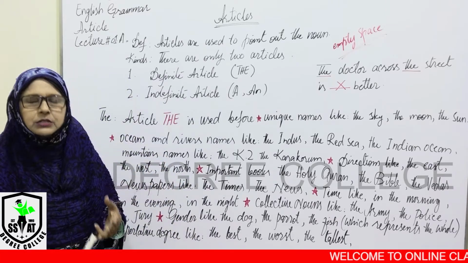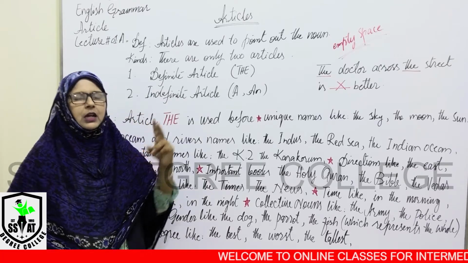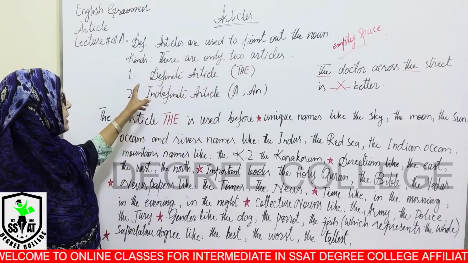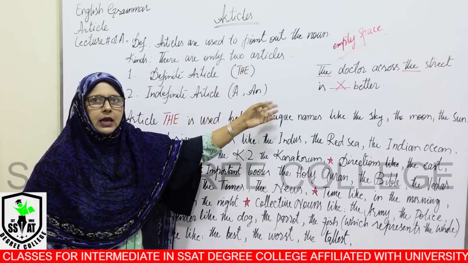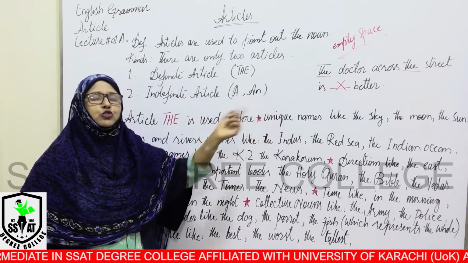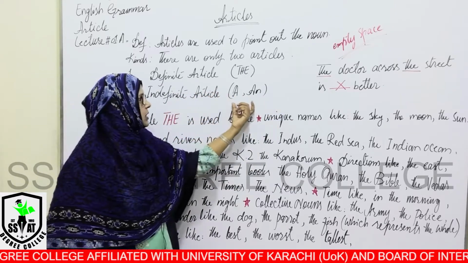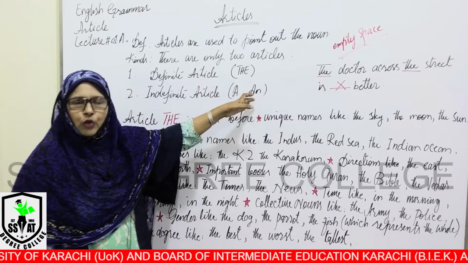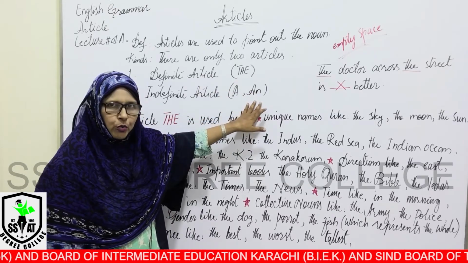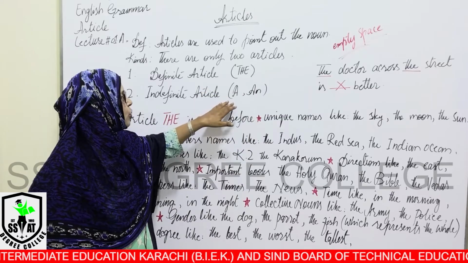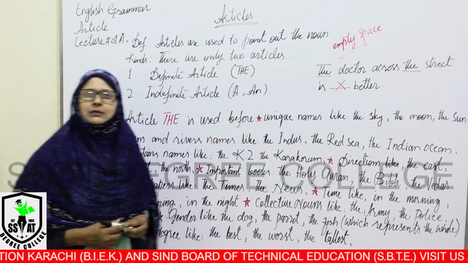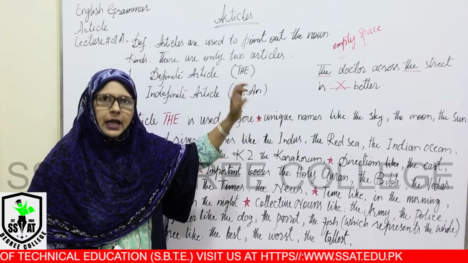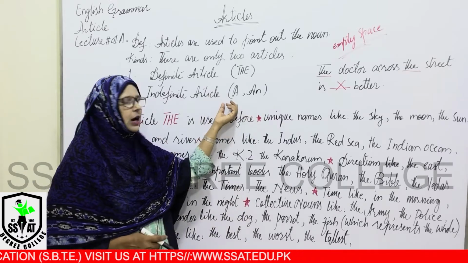Let me tell you, dear students, there are only 2 kinds of article. One is the definite article, that is the, and the other one is the indefinite article, that is a and an. A and an are supposed to be only one article. There is a difference between them. The vowel sound is followed by article an, and the consonant sound is followed by article a. In your secondary classes, you were taught that where a vowel comes, article an is used, and where a consonant comes, article a is used.